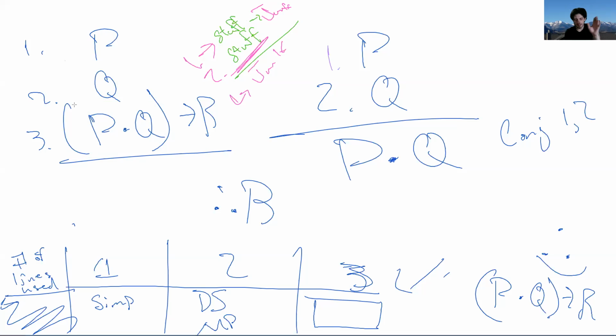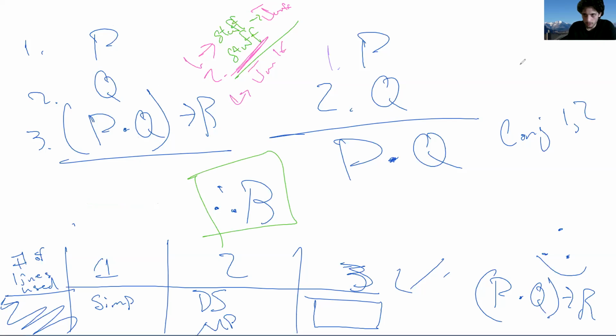Modus ponens doesn't cite 3 lines. It just cites 2 lines. You need to have the conditional, and you need to have just the left side of that conditional on its own line. But here, neither line is exactly the left side of the conditional. So we cannot do modus ponens. But obviously, we can do something here, right? This argument is obviously or intuitively valid. If you know P, if you know Q, and you know together they lead to R, then you know we'll be able to prove R.